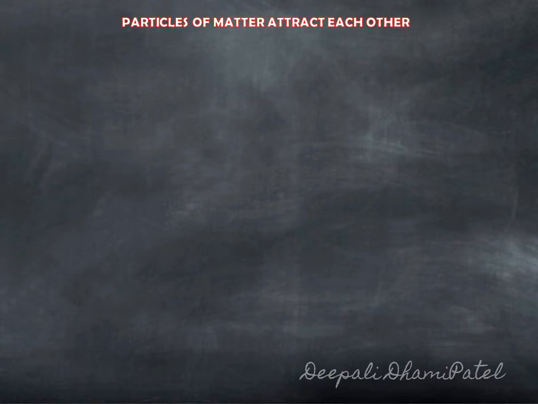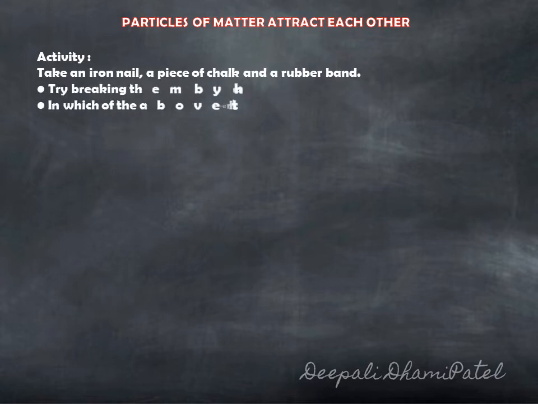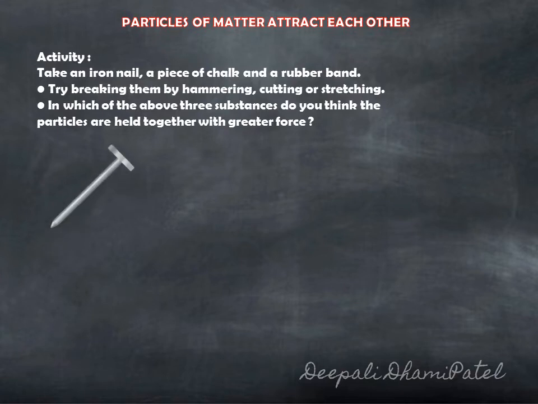The fourth property says particles of matter attract each other. Let us take an iron nail, a piece of chalk and a rubber band. Try to break them by hammering, cutting or stretching. What do you observe? If you try to hammer it, you will see that you will have to apply lots of force to it, or even it might not break.